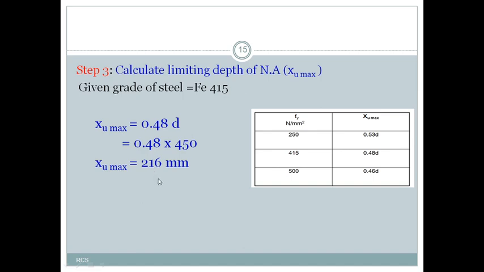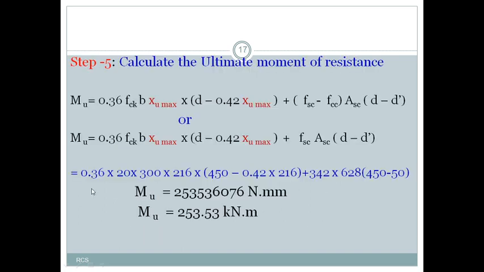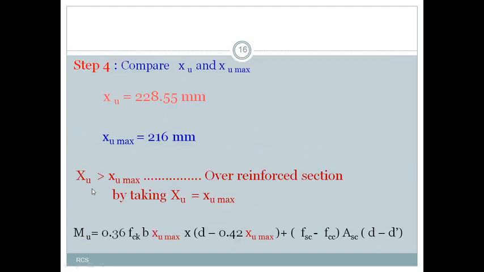Then in next step, in step number 4, you have to compare our actual depth of neutral axis and limiting depth of neutral axis. So actual depth of neutral axis obtained is 228.55 mm and maximum depth of neutral axis is 216 mm. The relation between these two is our actual depth of neutral axis XU is greater than limiting depth of neutral axis XU max. According to the condition, we know if the XU is greater than XU max, this section is called an over reinforced section. Here XU is greater than XU max, so we can call it an over reinforced section.